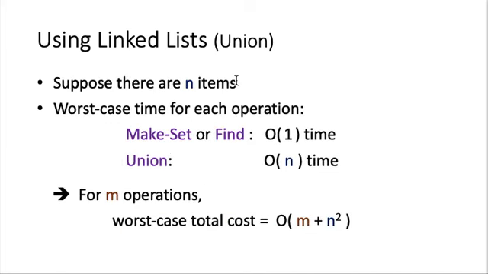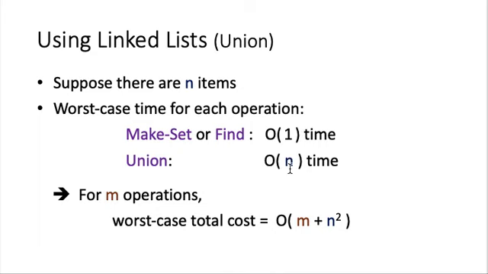Okay, now suppose that there are n items in total. The worst case time to perform each operation will be as follows. So for make-set or find, it is easy because it takes constant time. Now for the union, it could take order n time.